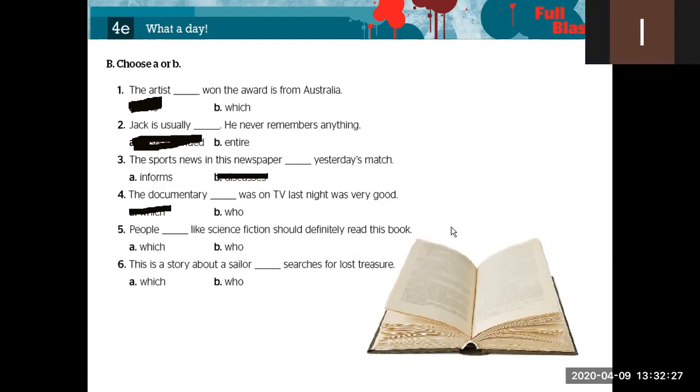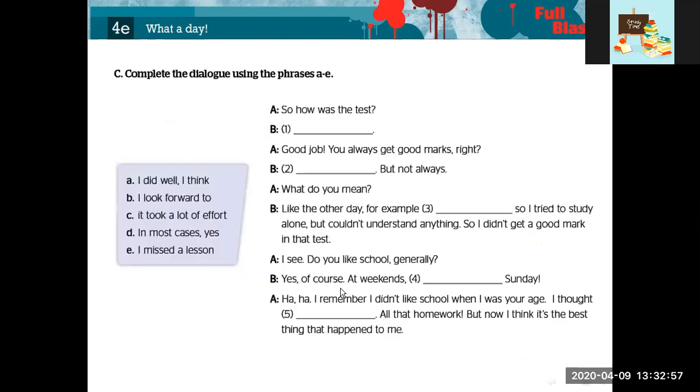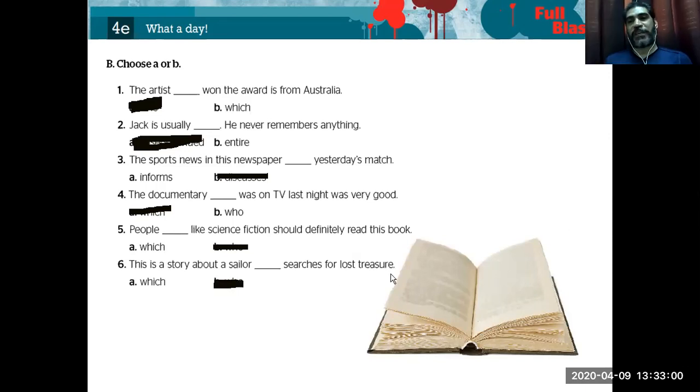Okay, yes teacher. Number 5. People who like science fiction should definitely read this book. People who like science fiction. Okay, the last one. Number 6. This is a story about a sailor who searches for lost treasure. Who? Okay, you are right. Now we reached the end of our lesson.